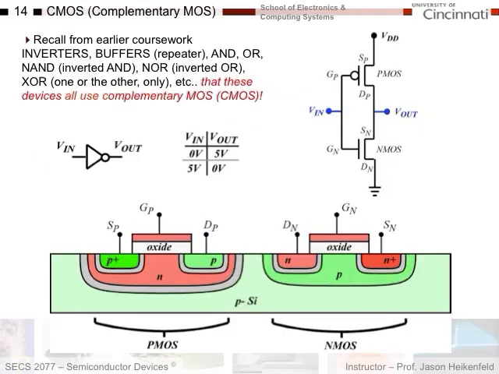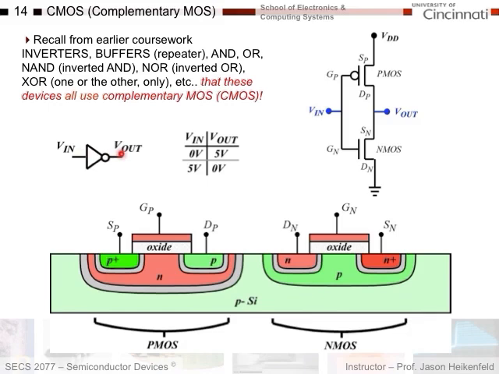So let's do an inverter, and you'll see how this all fits together quite nicely. So from earlier coursework, you know that inverters, buffers, repeaters, AND, OR, NAND, NOR, all these logic gates use complementary metal oxide semiconductor devices, meaning they have both NMOS and PMOS devices together on the same substrate. You could draw an inverter like this, right? The input voltage will be inverted when it comes out the other side to the output voltage.